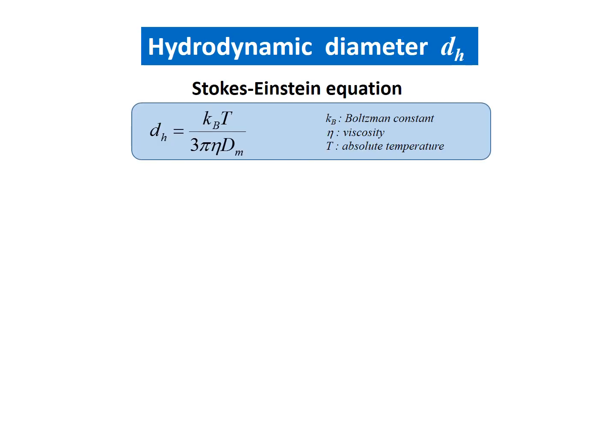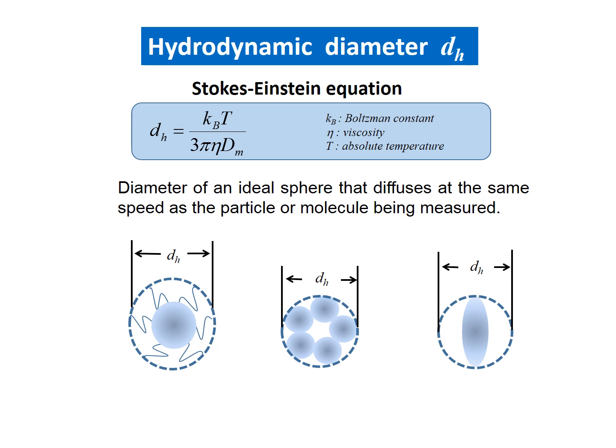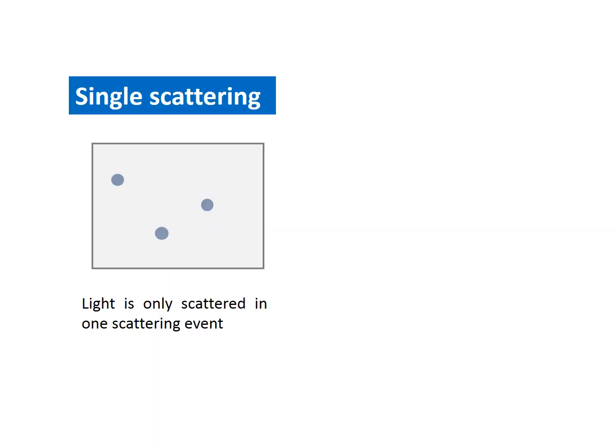Using the Stokes-Einstein equation, the hydrodynamic diameter or size can be calculated from the diffusion coefficient. This is the diameter of an ideal sphere that diffuses at the same speed as the particle or molecule being measured. Ideally, light is only scattered in one scattering event, but this only occurs in very dilute samples.